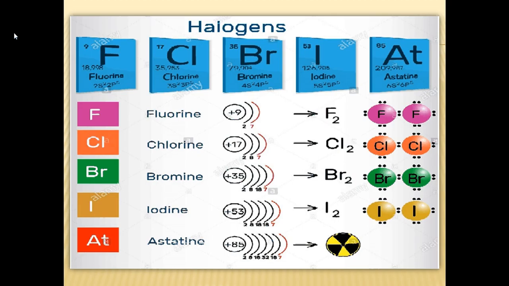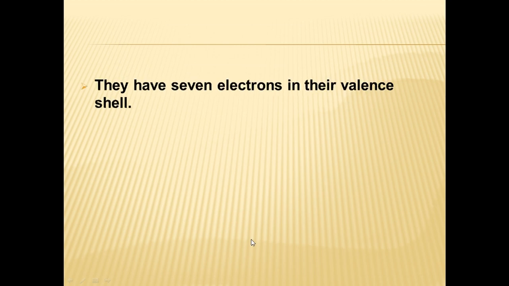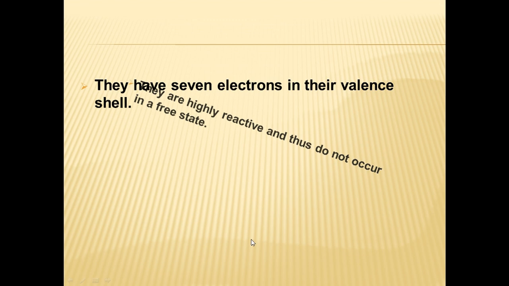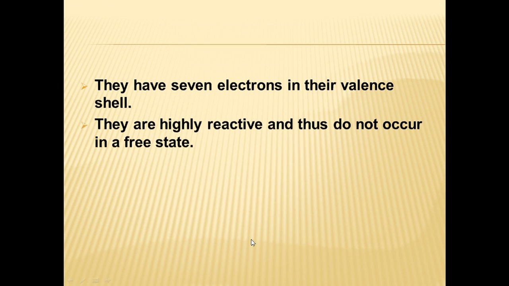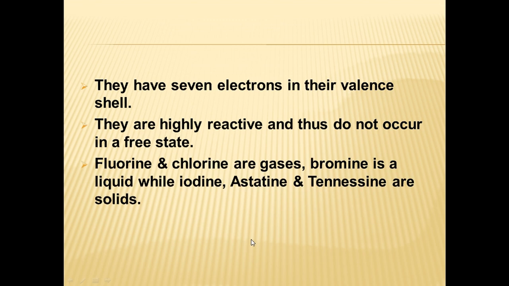Look at this slide on which halogen family members are shown. Also, their electronic configuration is shown in the slide. Halogens have 7 electrons in their valence shell. They are highly reactive and thus do not occur in a free state. Fluorine and chlorine are gases, bromine is a liquid, while iodine, astatine, and tennessines are solids.